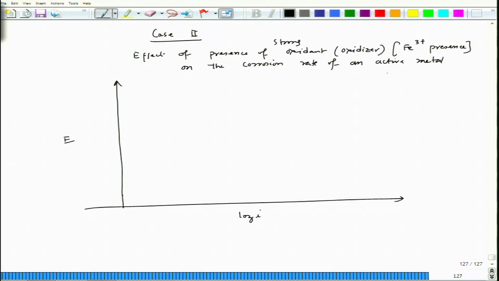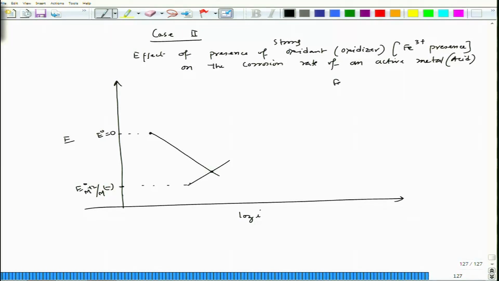Now, let us say this is in acid medium. So, if it is in acid medium, we have the hydrogen evolution reaction with E equal to E0 equal to 0 here, and let us say this is the E0 of the metal, with some value in the minus direction. Now, they will have their own mixed potential. This is my mixed potential.